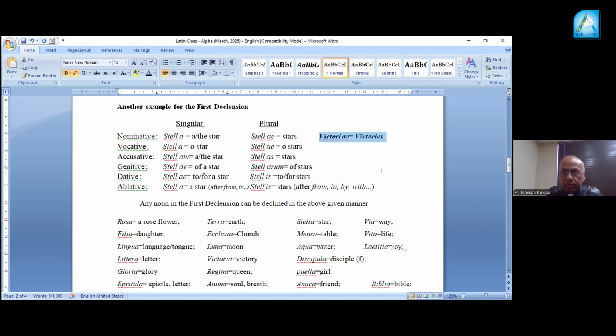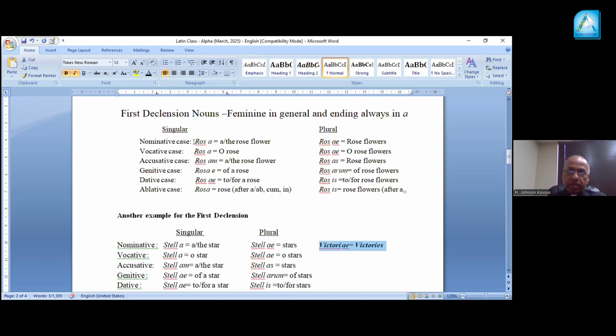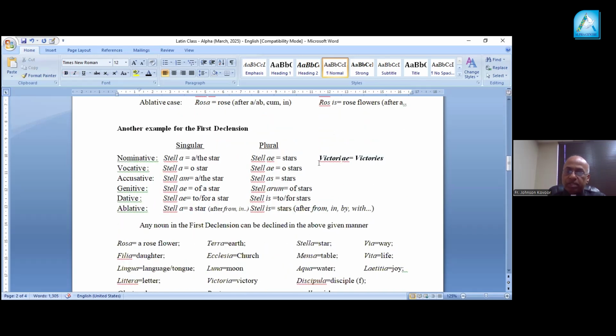If we get a noun, we can easily decline it keeping in mind the same declension pattern: Rosa, Victoria, Stella. Coming to the plural of Victoria: Victoriae, Victorias, Victoriarum, Victoriis, Victoriis. Here we want to note that the stem is Victori-, victory. Then what do we add in the dative and ablative? We add IS, Victoriis. So there will be a double I together. Victoriis, Victoriis, like that.